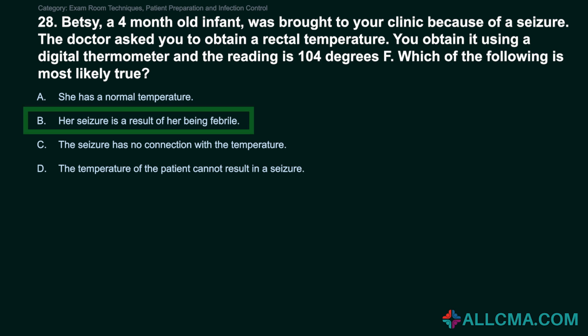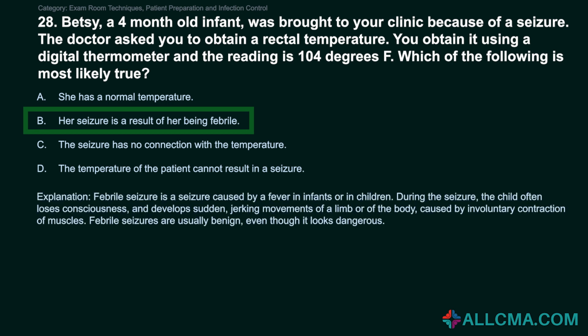Correct answer, B. Her seizure is a result of her being febrile. Febrile seizure is a seizure caused by a fever in infants or in children. During the seizure, the child often loses consciousness and develops sudden, jerking movements of a limb or of the body, caused by involuntary contraction of muscles. Febrile seizures are usually benign, even though it looks dangerous.